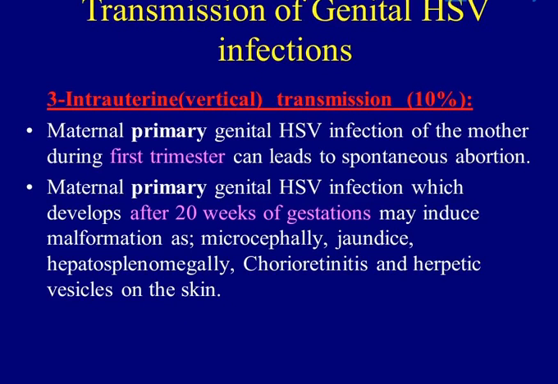Transmission of genital HSV infections. 3. Intrauterine vertical transmission, 10%. Maternal primary genital HSV infection during the first trimester can lead to spontaneous abortion. Maternal primary genital HSV infection which develops after 20 weeks of gestation may induce malformations such as microcephaly, jaundice, hepatosplenomegaly, chorioretinitis and herpetic vesicles on the skin.